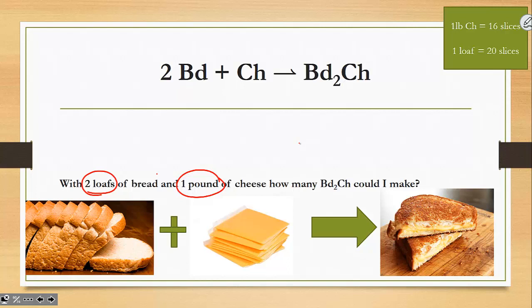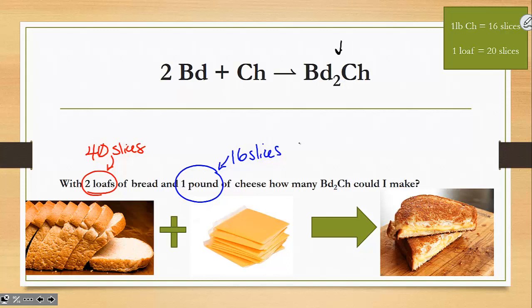This requires you to do a little bit of thinking. 1 pound of cheese is 16 slices. And each loaf of bread provides me with 20 slices, so I have 40 slices of bread. So with 40 slices of bread and 16 slices of cheese, what's the most number of grilled cheeses I could make? This is known as a limiting reagent problem because one of our reagents is going to limit the amount of product, grilled cheese, that we can make.